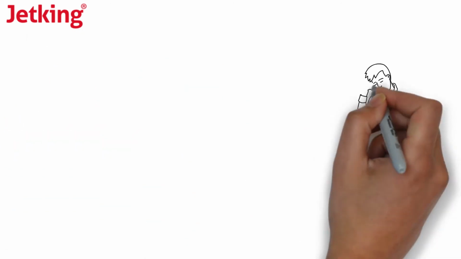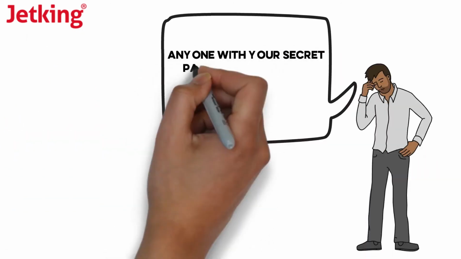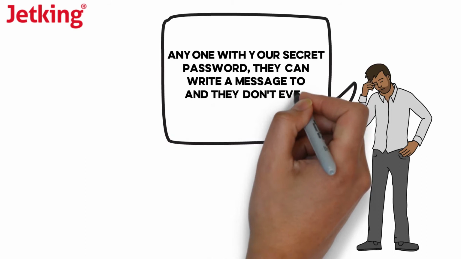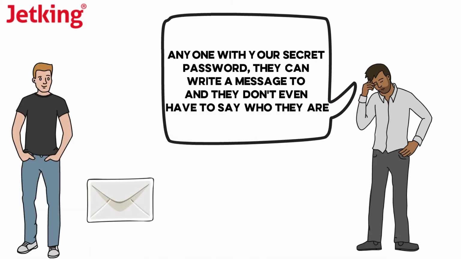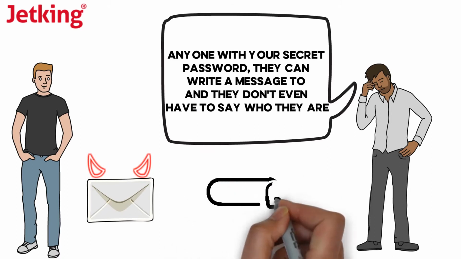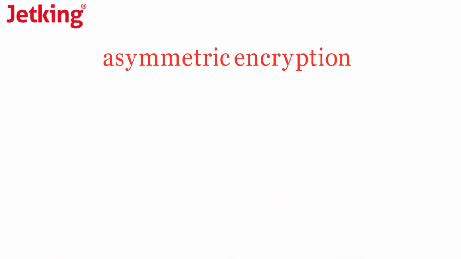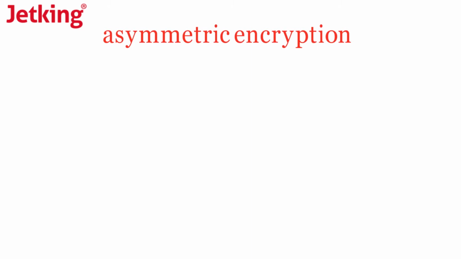In reality, you realize that anyone with your secret password, they can write a message too, and they don't even have to say who they are. Your brother could write a nasty letter to your girlfriend if he had the password and want to act as if he were you. So this is where asymmetric encryption comes in.